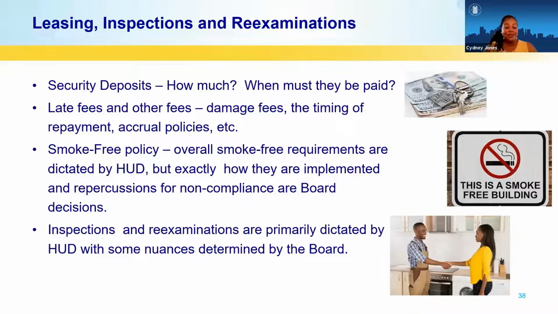All public housing units are required to be smoke-free. So what is your smoke-free policy? It has to be listed in your ACOP. And overall, smoke-free requirements are dictated by HUD, but exactly how they are implemented and the repercussions for noncompliance are policy decisions that have to be in your ACOP and approved by the board.